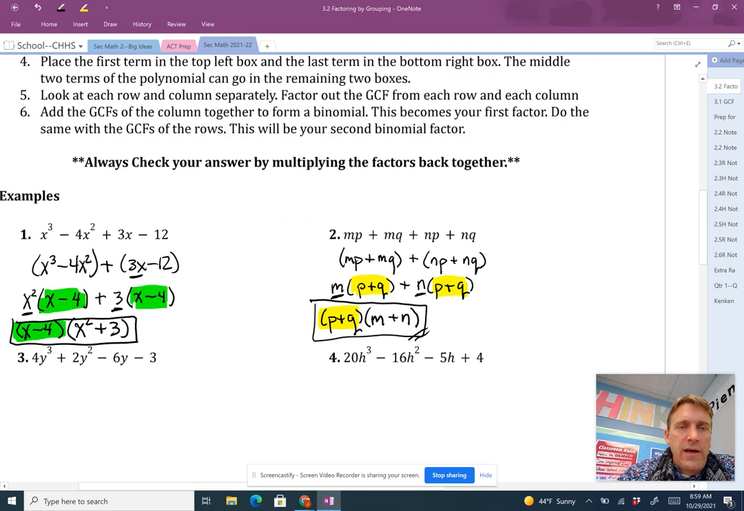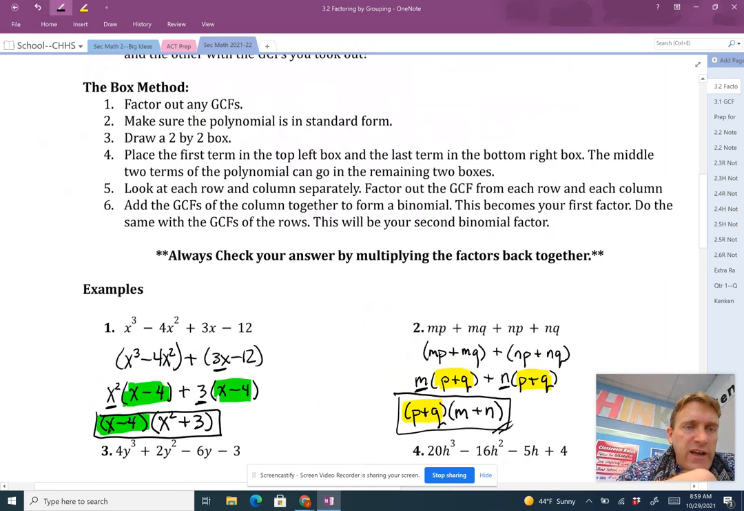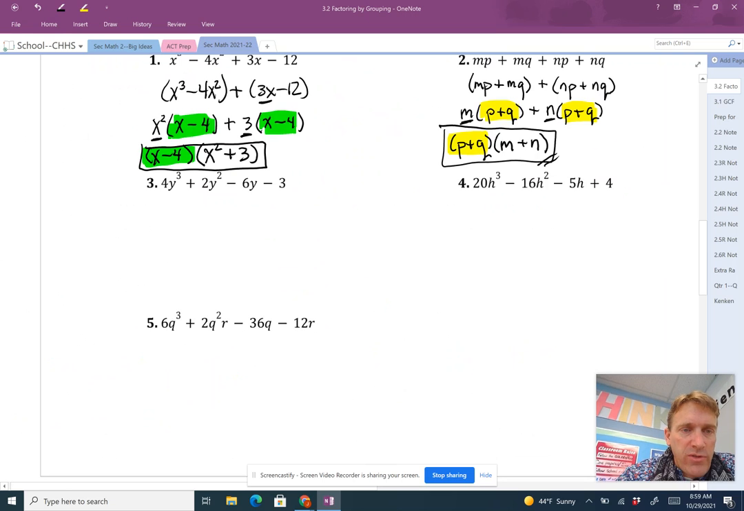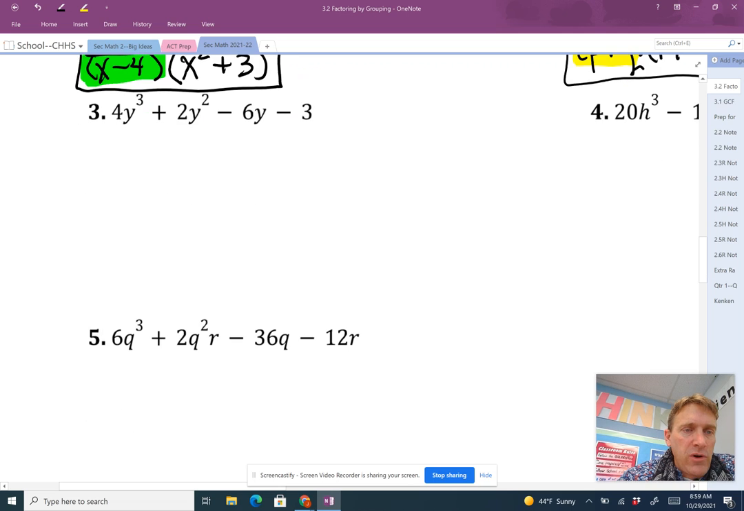Now let's take a look at this other way of doing this, the box method. So you want to first check again for any greatest common factors. If we look at this example number 3, 4 has factors 2. They don't all have y's. They don't all have the factor 2 because 3 is not divisible by 2. They don't all have 3. So there's no greatest common factor, but we always want to check for that.